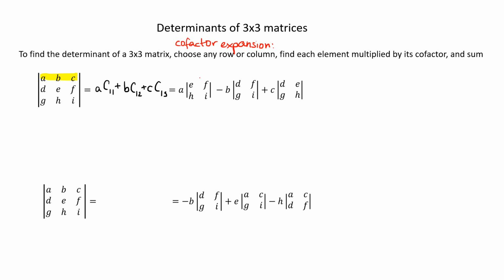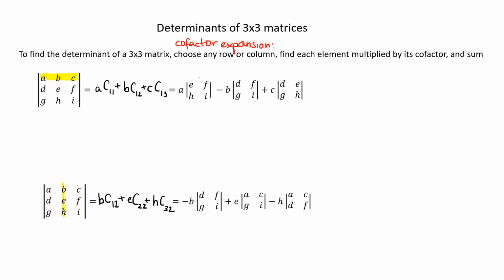And these are written out to the right here. In this second example, we're going to look at the second column of the matrix and expand in this column. So we're going to do B times its cofactor, which is first row, second column, plus E times its cofactor, plus H times its cofactor. And the amazing thing is that no matter which of the rows or columns we choose, we're going to get the same answer.